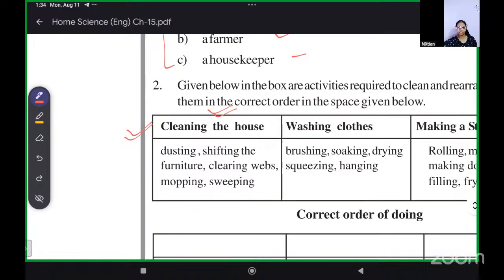First, when you clear cobwebs, does anything fall down? When you clean the webs, does anything fall down? Yes, Megan. Things fall down. First is clearing the webs, then sweeping, then mopping, then... Try once again, Megan, from the start.